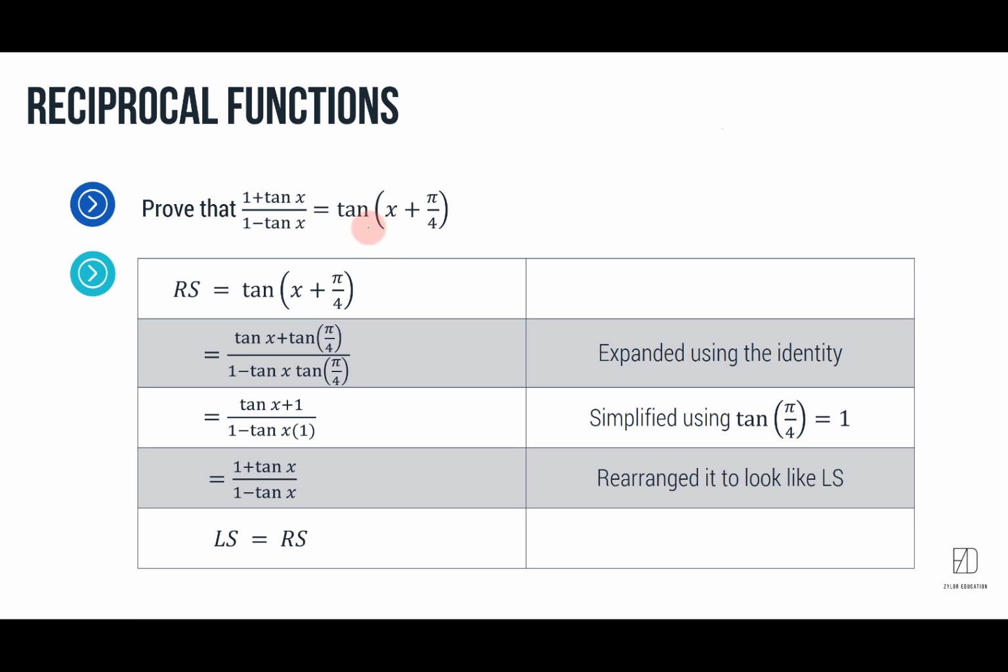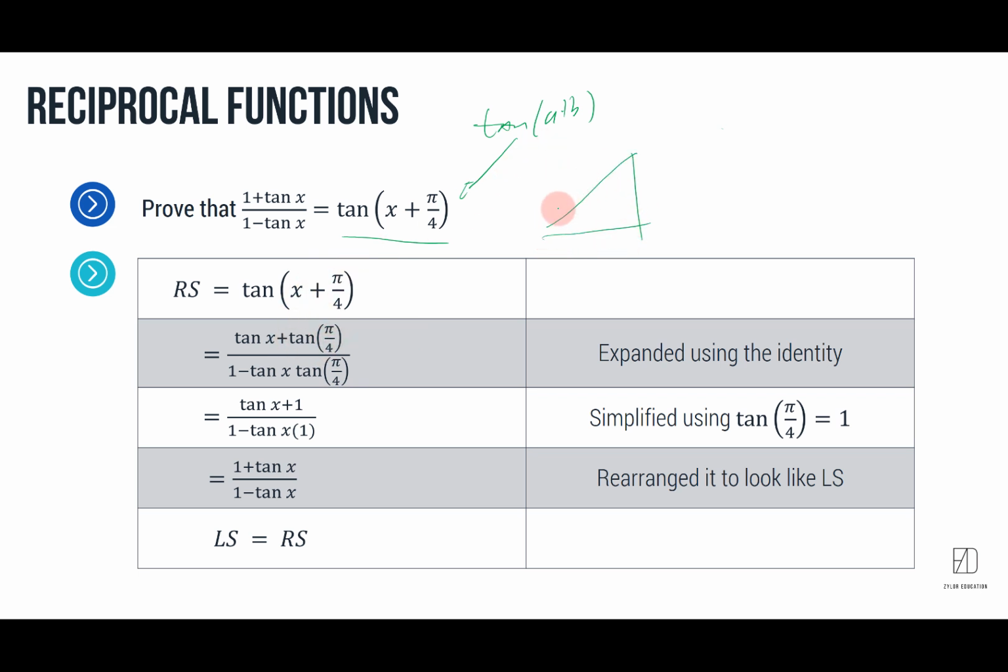We'll start with the right side because we know that tan(a + b) looks similar to the right side. Start with the right side, tan(x + pi/4), and we plug that into the tan(a + b) formula. Then we get (tan x + tan pi/4) over (1 - tan x times tan pi/4). And here, we know how to simplify tan pi/4.